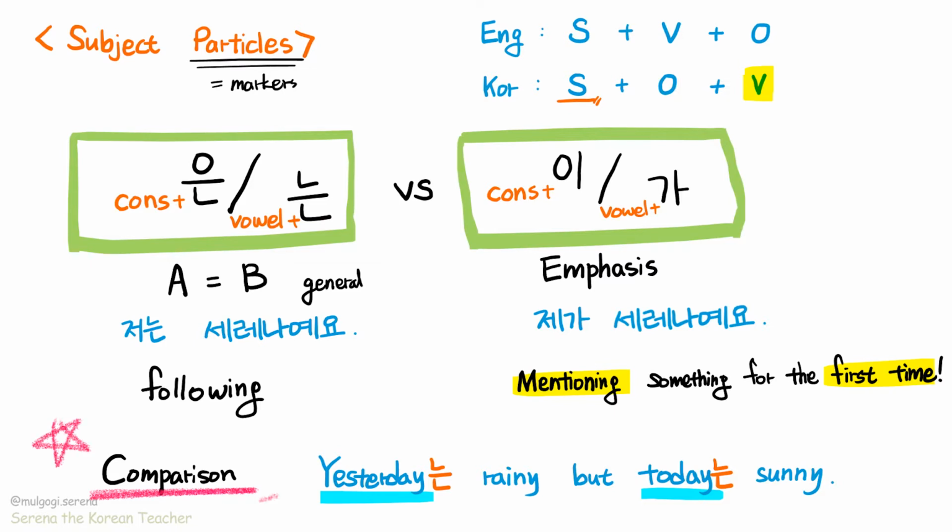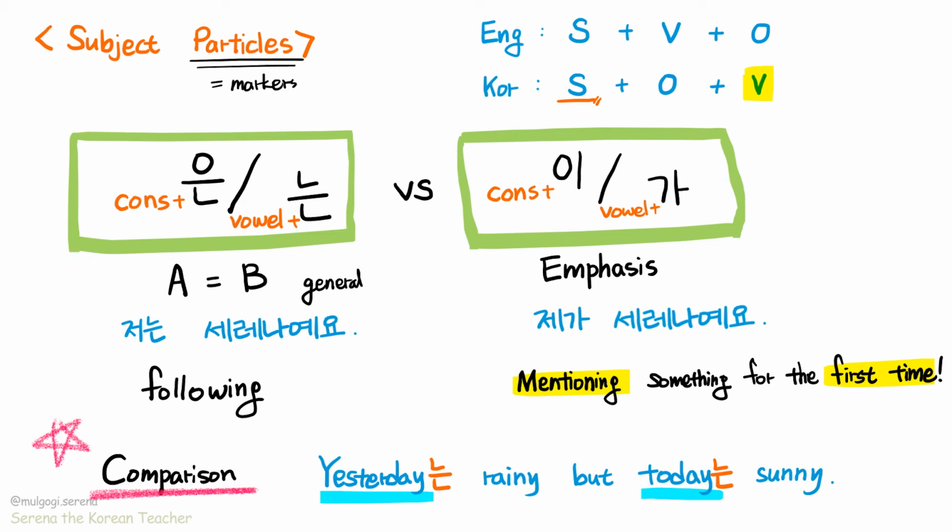It covers everything. If it's the very first time mentioning something, or if you want to emphasize, it doesn't matter. You don't need to add 이가. 는 is the one. 는, as a comparison, covers everything. It does emphasize by comparing. So this is more important than anything else. If you're ever comparing things together, yes, you must use 는. So yesterday는 rainy, but today는 sunny, right?